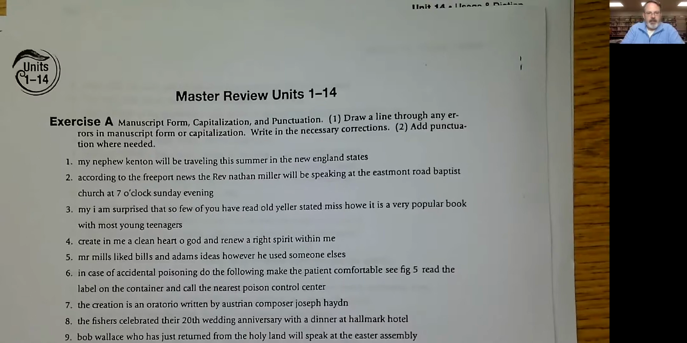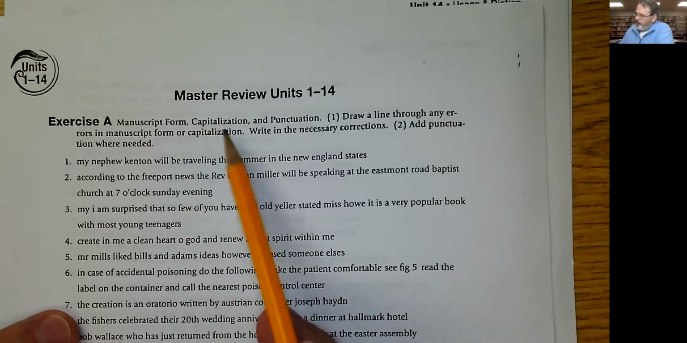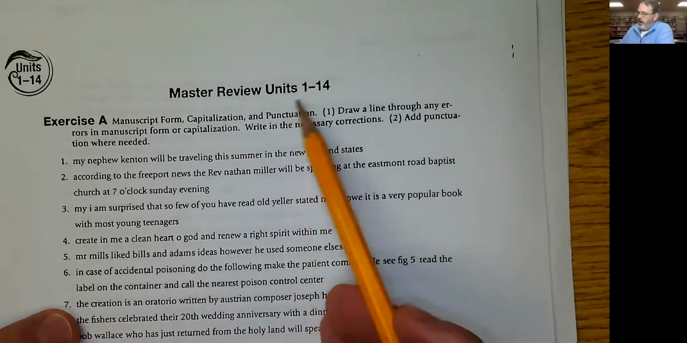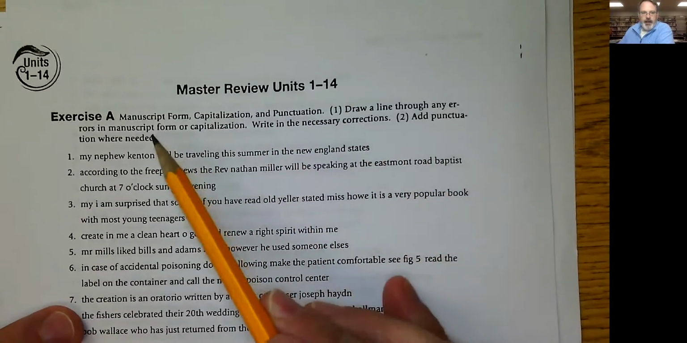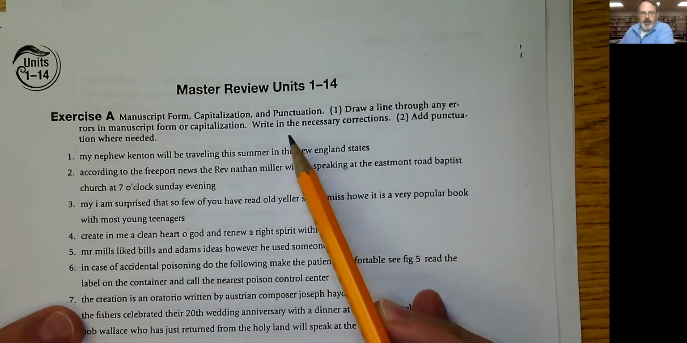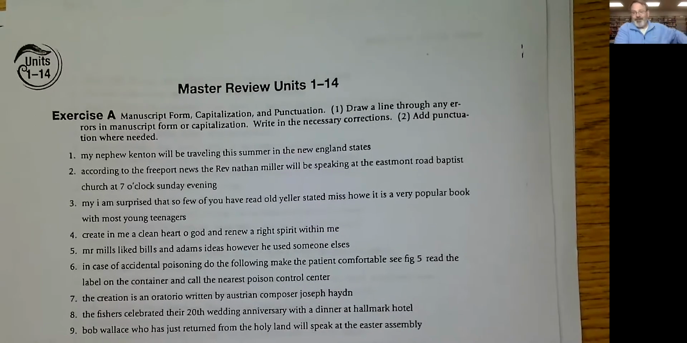Exercise A. Manuscript form, capitalization, punctuation. Now this is all the way back to the beginning of the book. Draw a line through any errors in manuscript form or capitalization and write in the necessary corrections. Okay, so manuscript form was the first chapter. Punctuation was the second chapter.